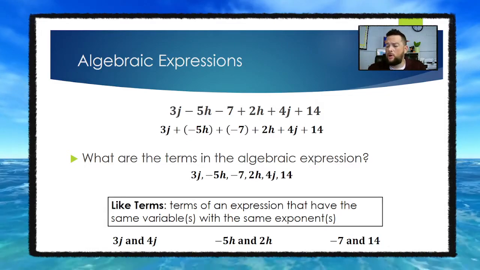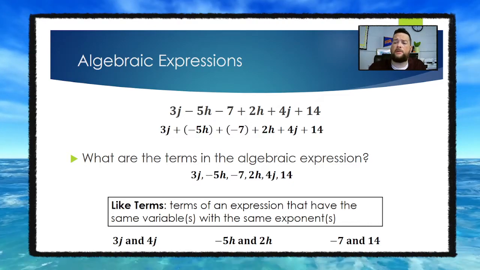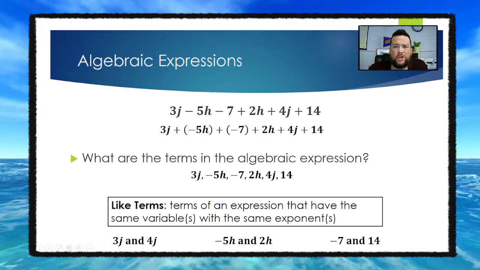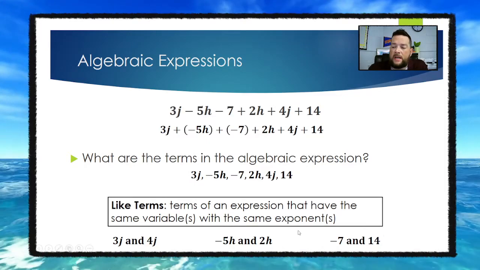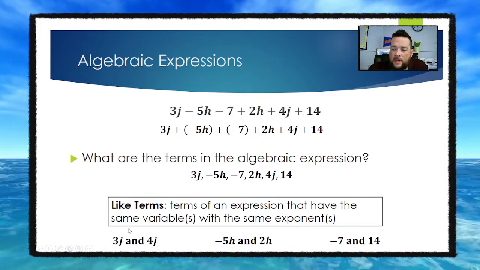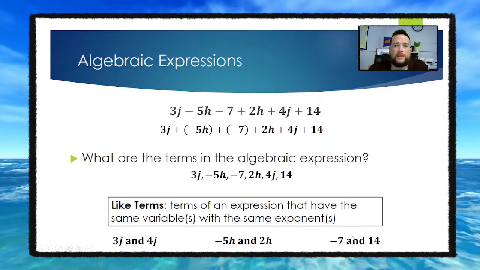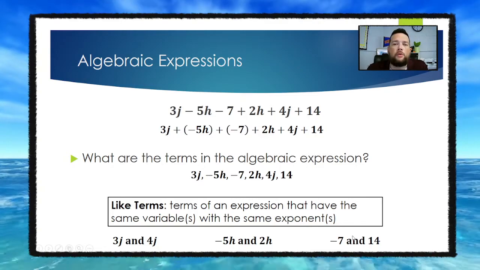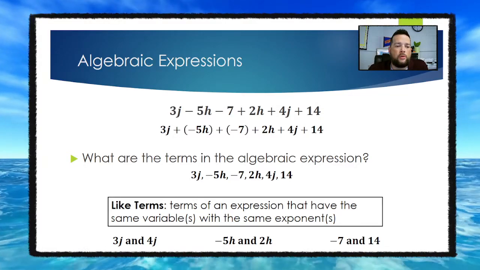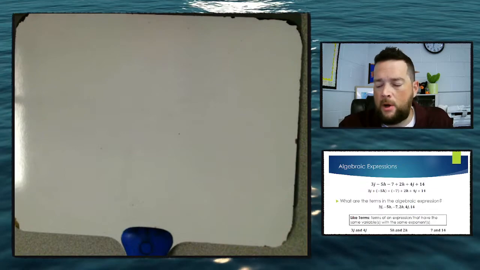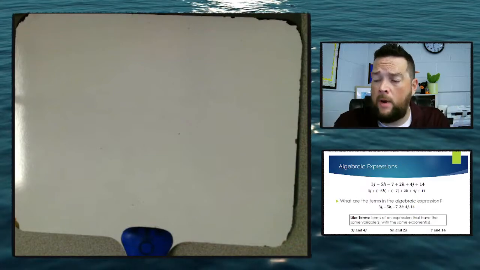And if you'd like to, you can just kind of write those separately, you know, in groups like I did right here. I've got a 3j and a 4j. I've got a negative 5h and a 2h. And I've got a negative 7 and a 14. And the reason why I grouped these together is these both have j's, these both have h's, and these both have no variables, all right? And so I can group those together, all right? And then once I group those together, I'm going to want to write them in an addition problem close together. So this is moving on down. I'm actually getting to the point where I'm about ready to combine them.